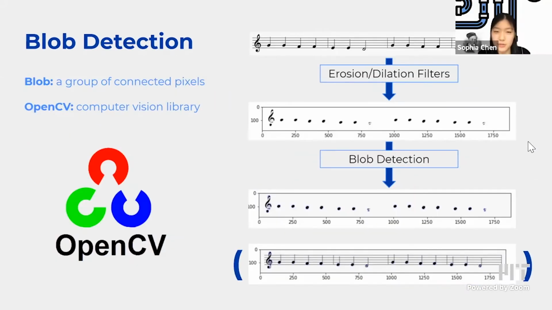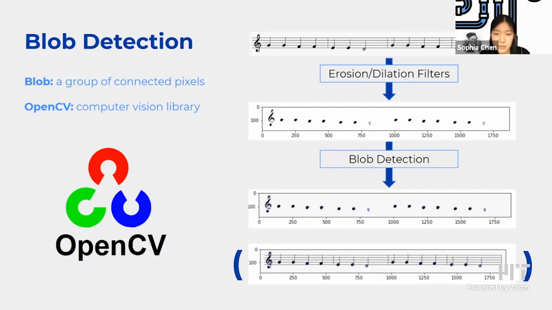So first, the blob detection. When we get a sheet of music, the first thing our algorithm does is it tries to figure out where the notes are on the page. In order to find the notes, we use a Python function from the OpenCV library called blob detection. A blob is a group of connected pixels, such as the note heads of the notes.